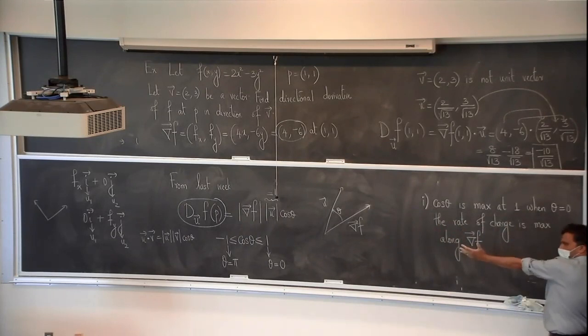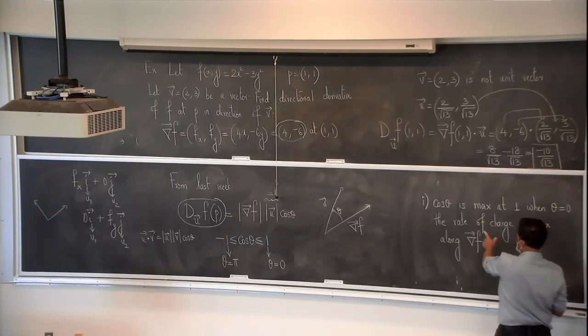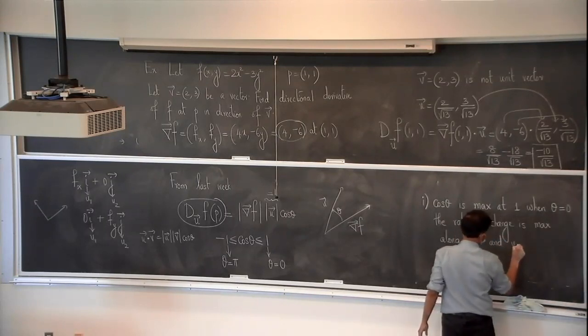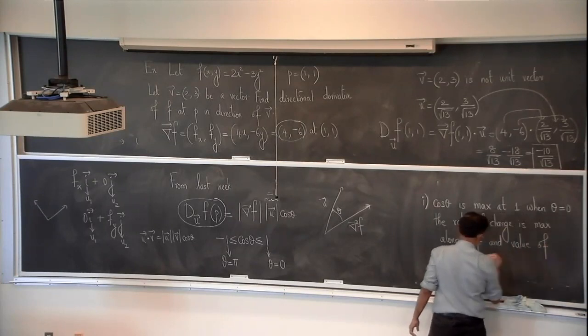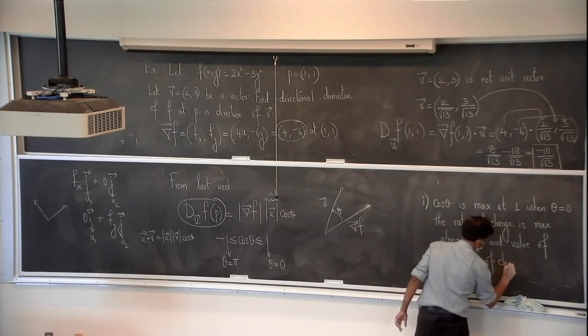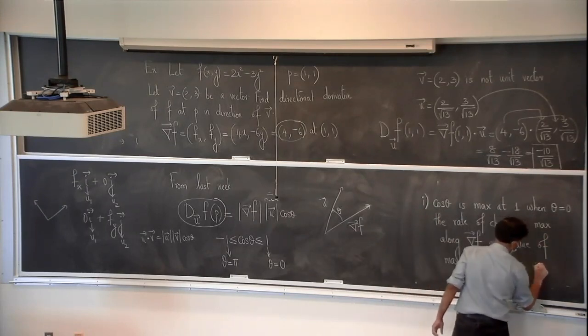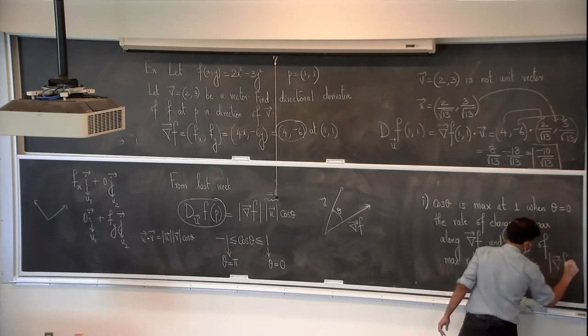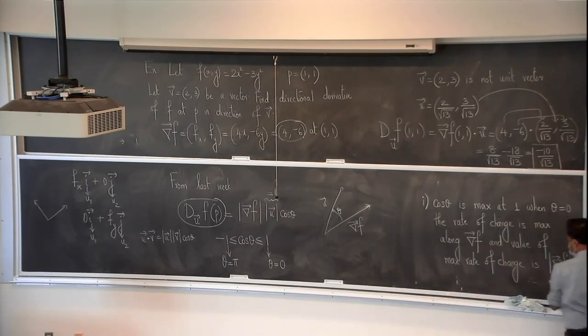The magnitude of u is 1, cosine theta is 1. The only term remaining there is the gradient vector itself. So the direction of the rate of change is maximum along this, and the value of the maximum rate of change is the magnitude of the gradient of f. This is a vector, that's a scalar. It's telling you that if you move in the direction of the gradient vector, you're going to increase at the fastest possible rate.